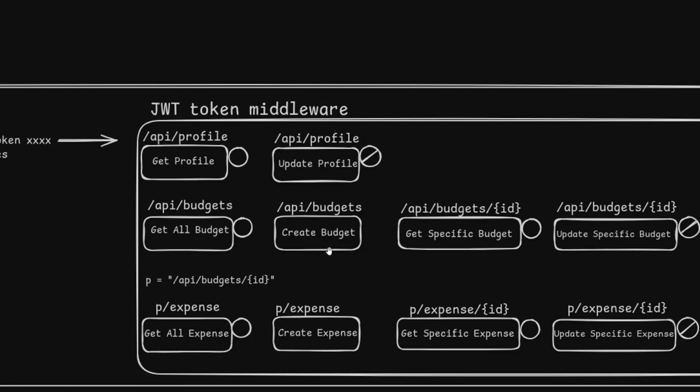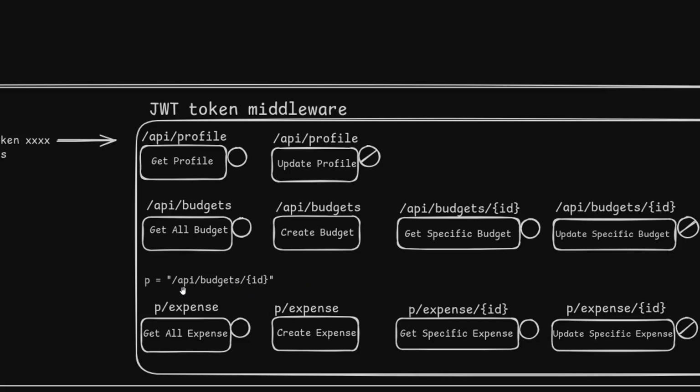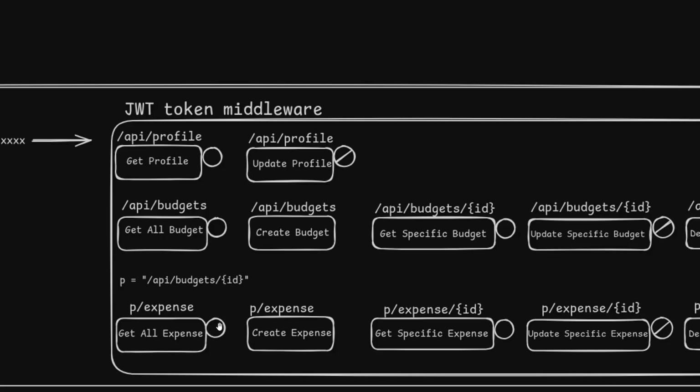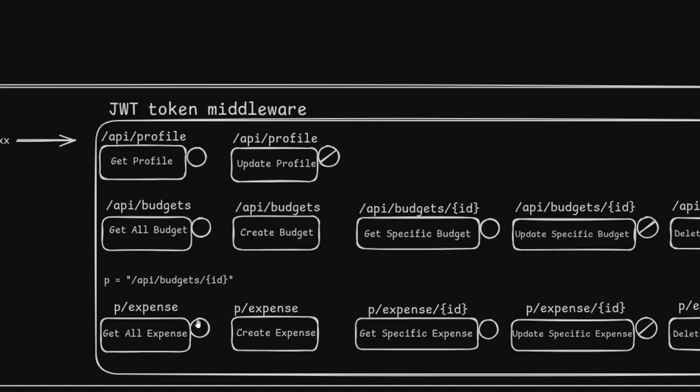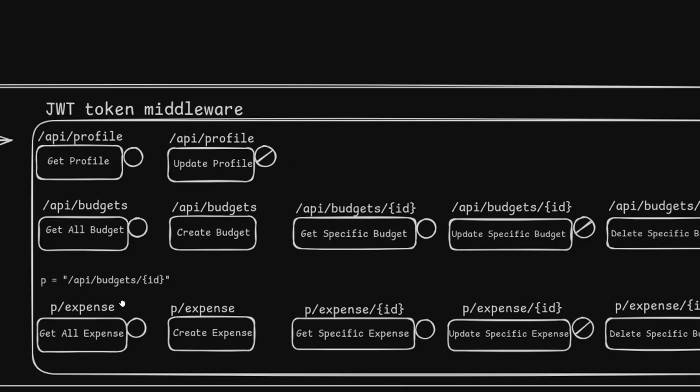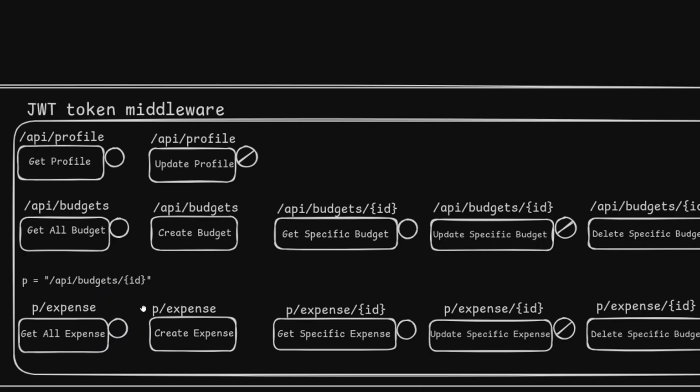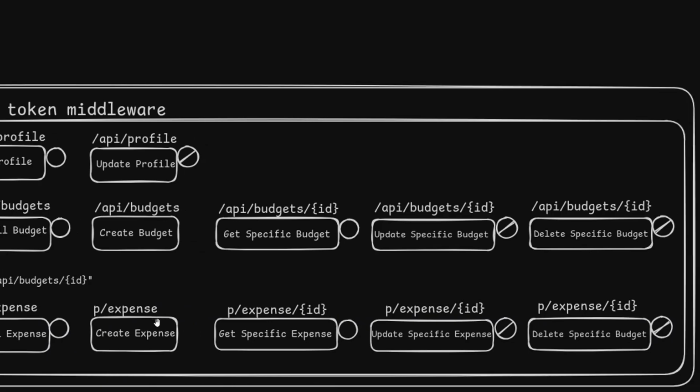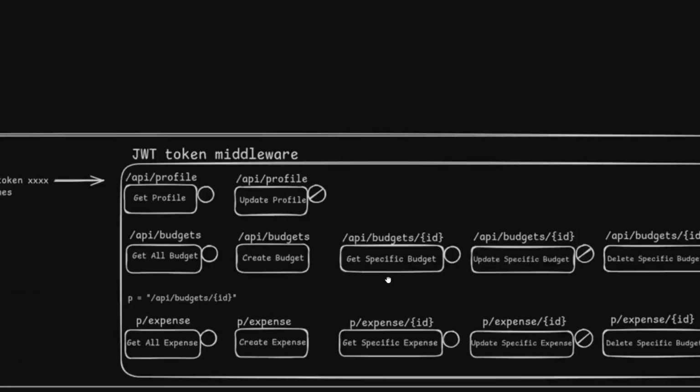So after you create a budget, we go to the prefix of expense, since a specific budget can have multiple expenses. With the prefix /expense, it will get all the expenses, and all those expenses are cached once they are fetched, so that the next time we don't have to request the data from the disk. We can get it through the Redis database, which is an in-memory database. And then we have create expense, and then get specific expense, the same as budget. So that's pretty much it.